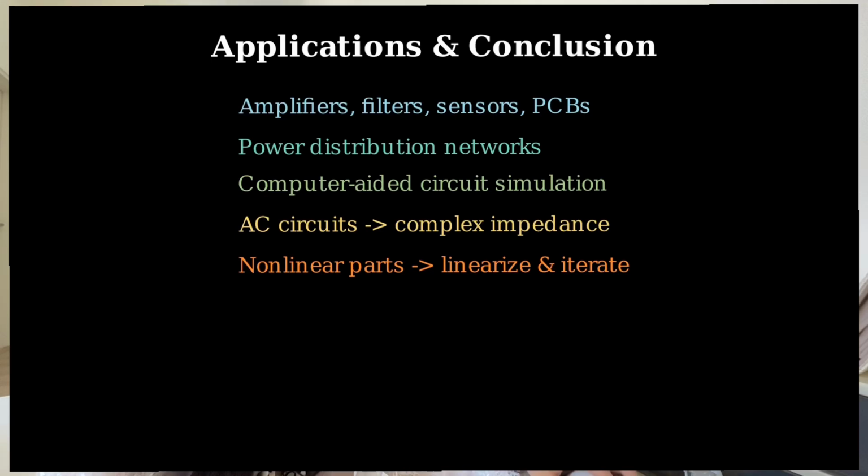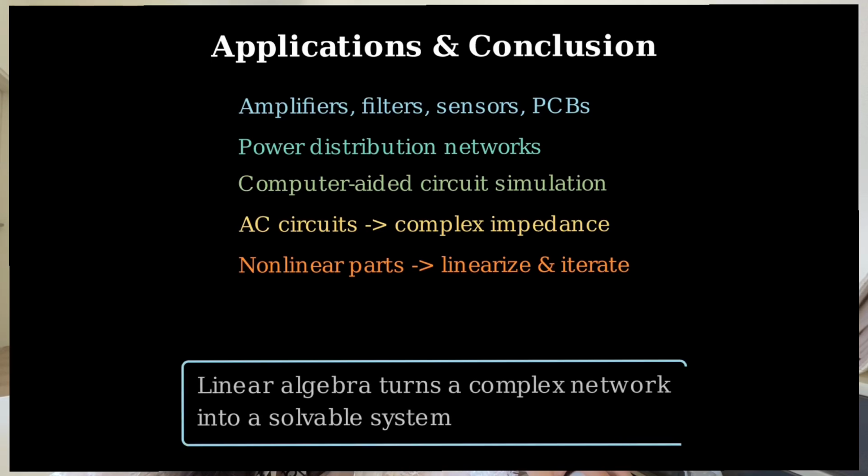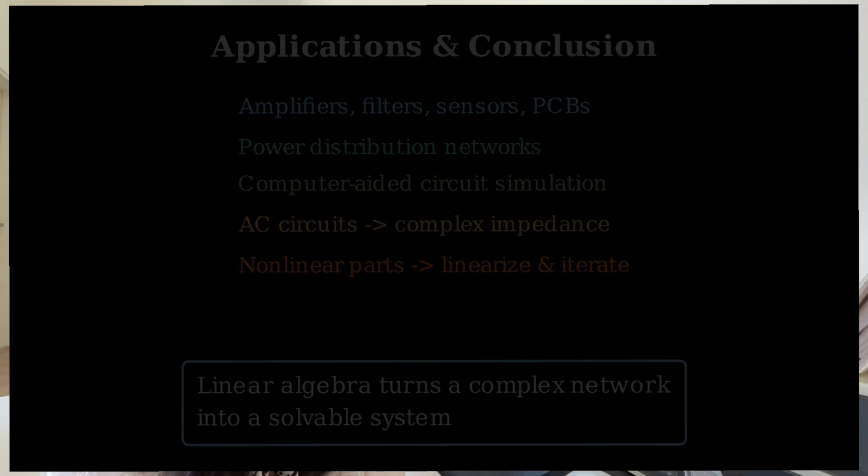To conclude, Kirchhoff's law and Ohm's law convert a circuit into linear equations. Matrix representation, determinant, and Gaussian elimination solve the equations. The final voltages and currents help the engineer judge safety, prevent failure, and improve design. The main message is that linear algebra turns a complicated electrical network into a structured and solvable system. It allows engineers to understand, predict, and design circuits in a professional way.